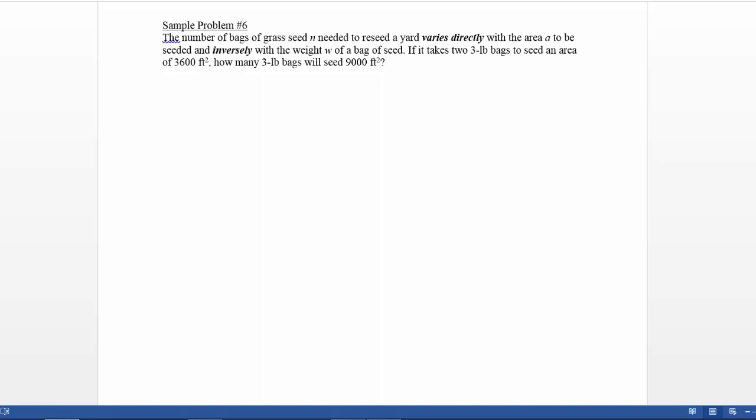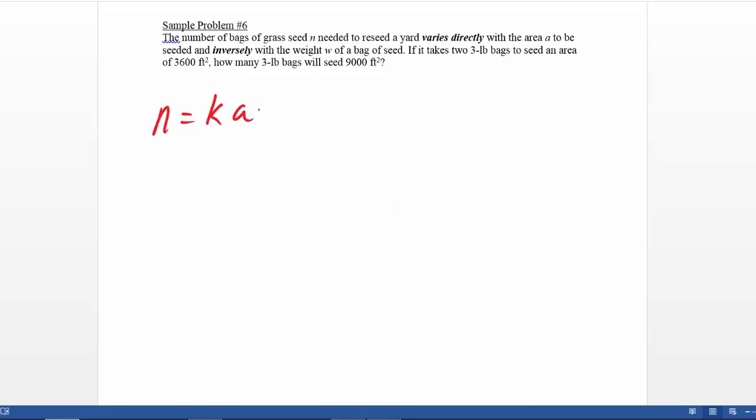Alright, so we have a little bit more going on here. We have a direct variation and an inverse variation, and so we need to apply some variables to each of these parts. It says the number of bags of grass seed N varies directly with the area. So we know that N varies directly with the area, so we have kA. If that were all we had, a direct variation, we'd be done.